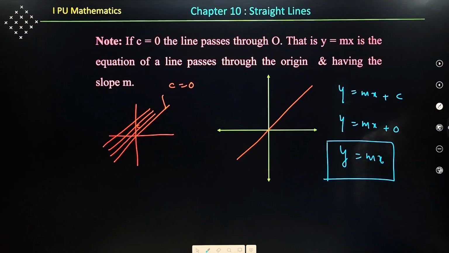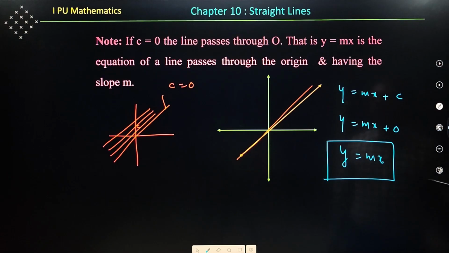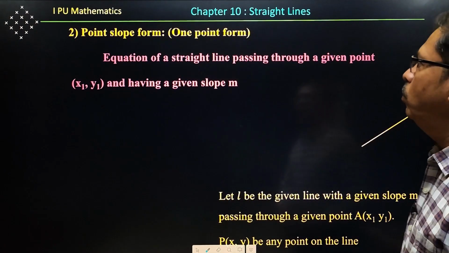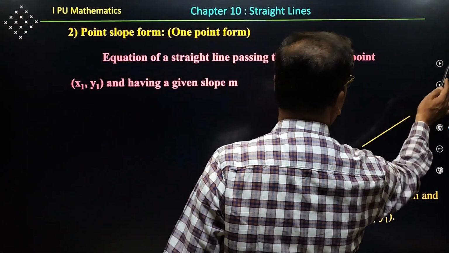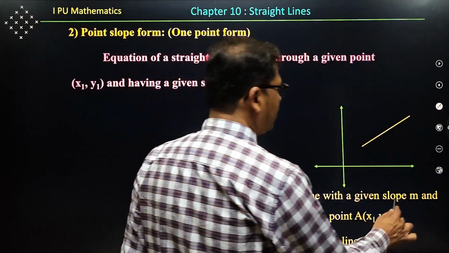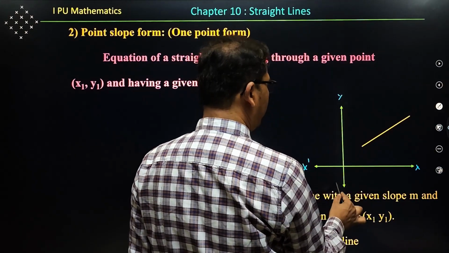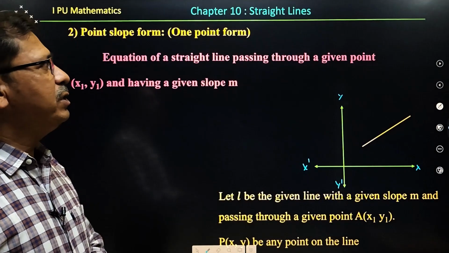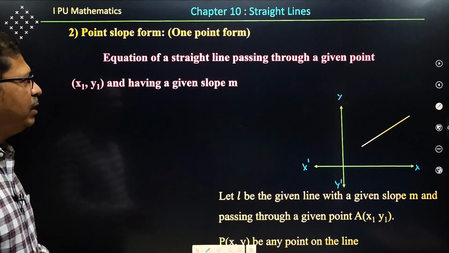That was the slope intercept form. Next, let me go for the next case. That is what here, the one point form of a straight line. See, here is x dash, and then this is y dash. Equation of a straight line passing through a given point x1, y1 and having a slope m.